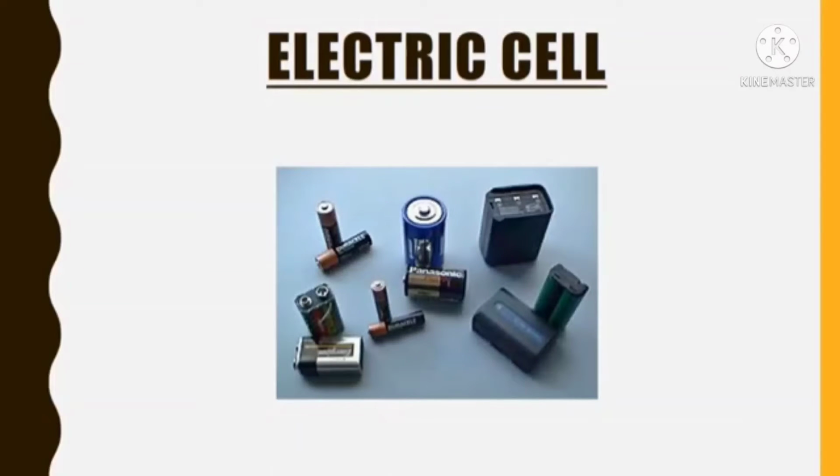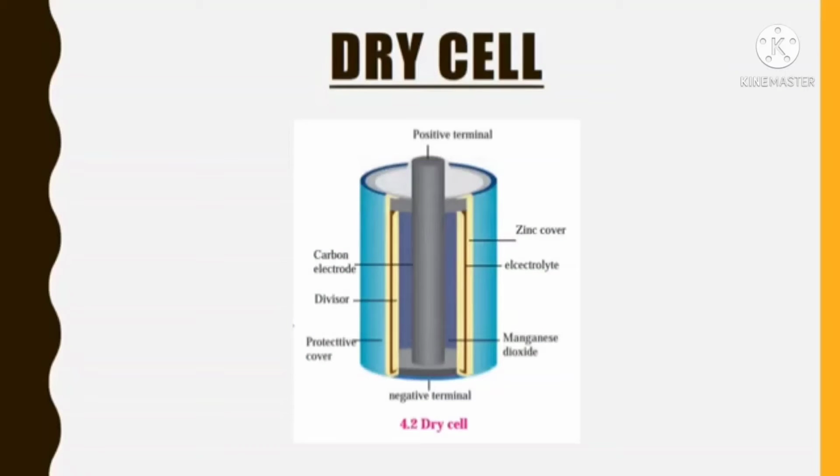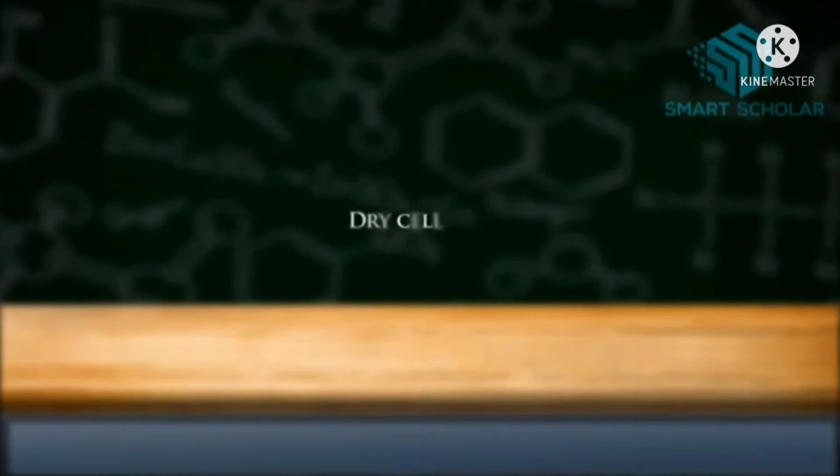Now the first type is the dry cell that we are going to learn. The mechanism and the structure of the dry cell. Here is a diagram of a dry cell which is representing each and every part of the dry cell. We can see the positive terminal, the negative terminal at the carbon rod. Also, the middle portion is showing the covering of zinc.